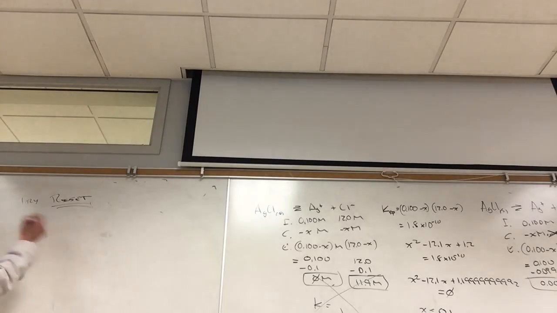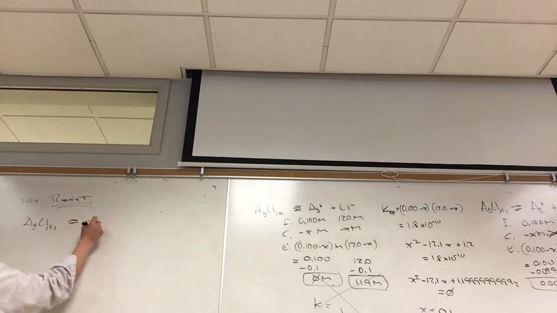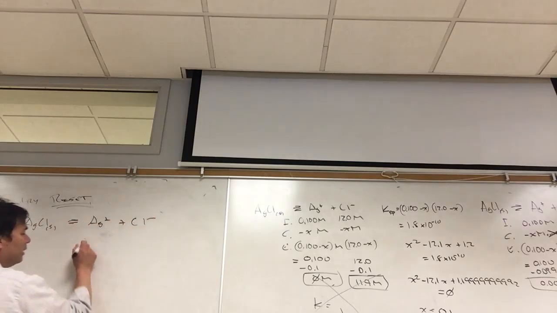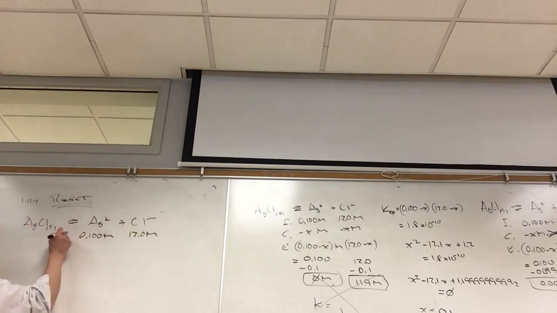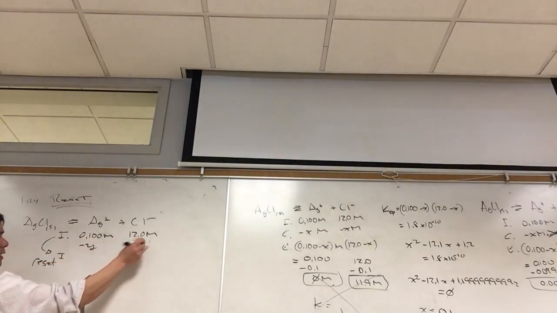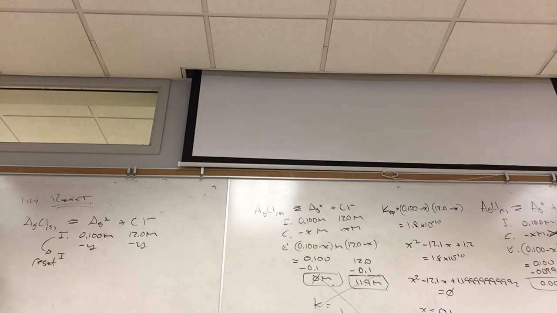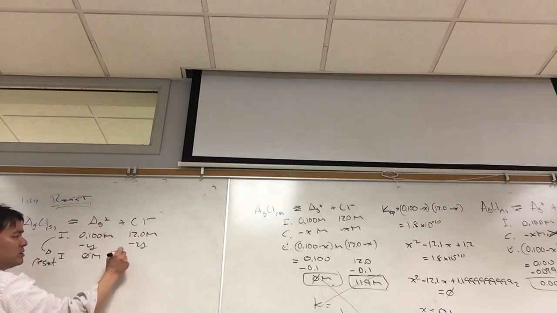And so I shouldn't have started that problem like this. What I should have done was this. Silver chloride is going to be in equilibrium with silver ions plus chloride ions, and I have 0.100 molar here and 12.0 molar here. This is my original initial conditions, and then I reset it. And so what I'm going to do is reset this equilibrium to the left. So this is going to be minus y, minus y. And so what is the limiting reagent here? The silver ions or the chloride ions? Silver, so that's going to go to 0. And then my chloride, well, y must be 0.1, so my chloride is going to go to 11.9 molar.